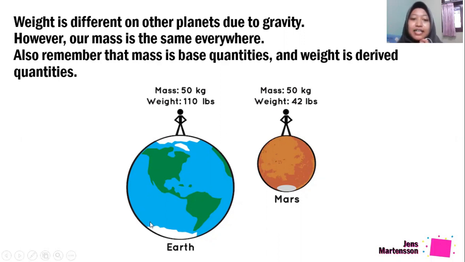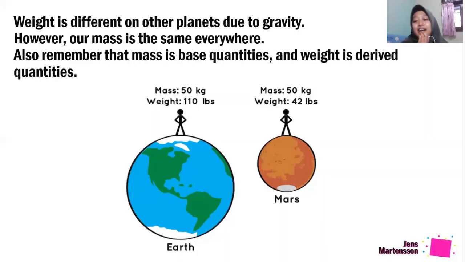For example, on the Earth, our mass is 50 kilograms, but our weight is 110 lbs. And when we go to Mars, our mass is still 50 kilograms, but our weight decreases to 42 lbs. Why can it be like this? Because weight is influenced by gravity. Because the gravity of the Earth is different from the gravity of Mars, it shows a different weight. Okay, do you understand this basic concept of the difference between weight and mass?